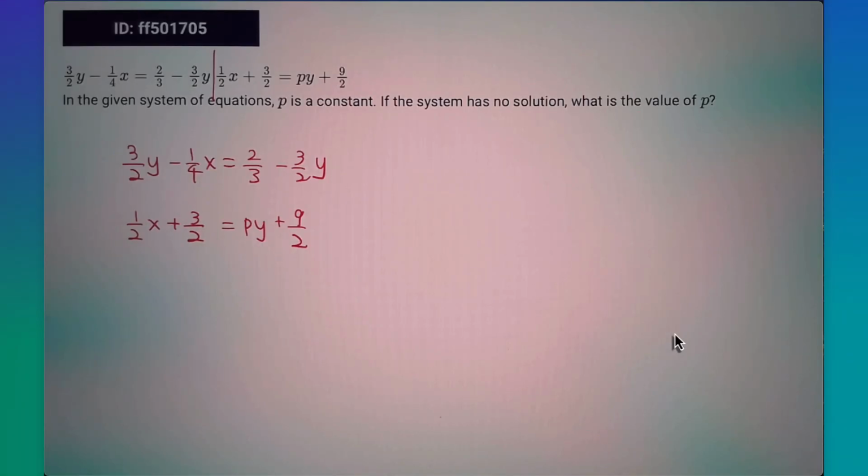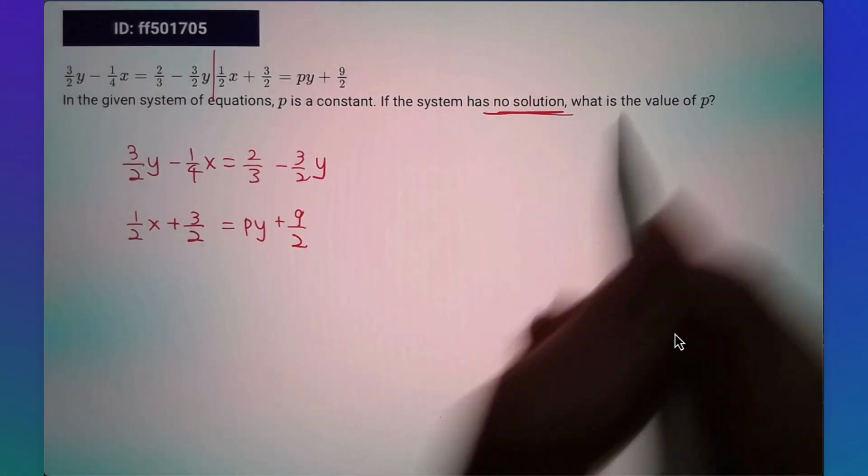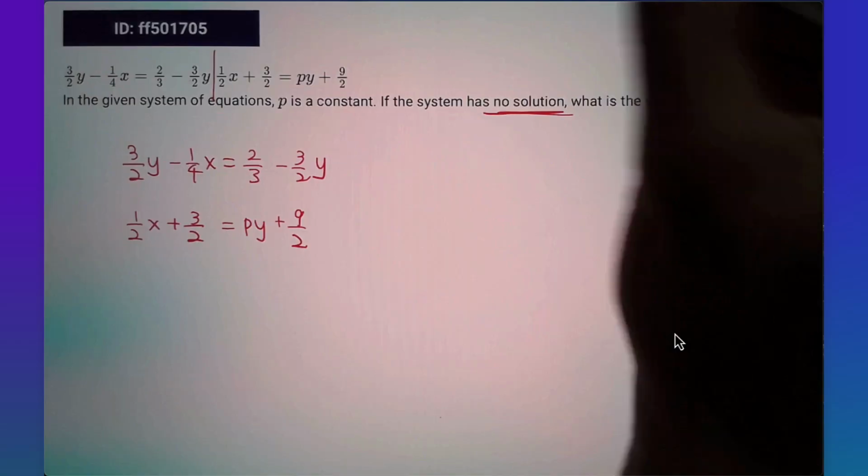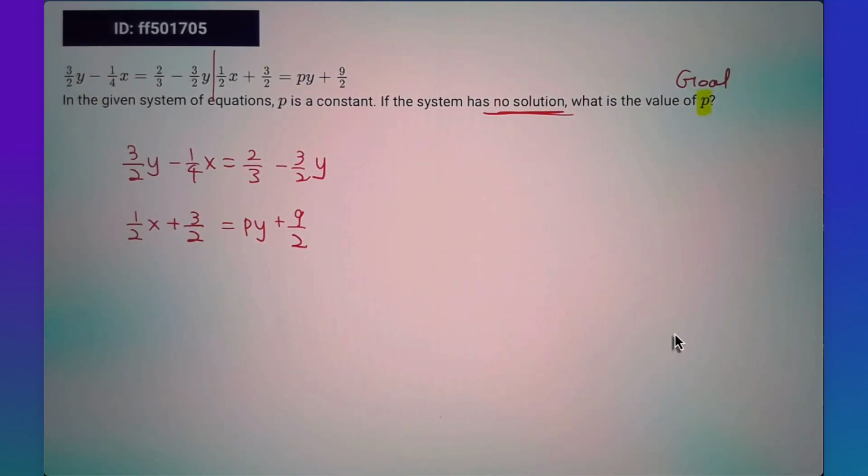In the given system of equations, p is a constant. So if the system has no solution, what's the value of p? So our goal is to find variable p when there's no solution to the system of equations.